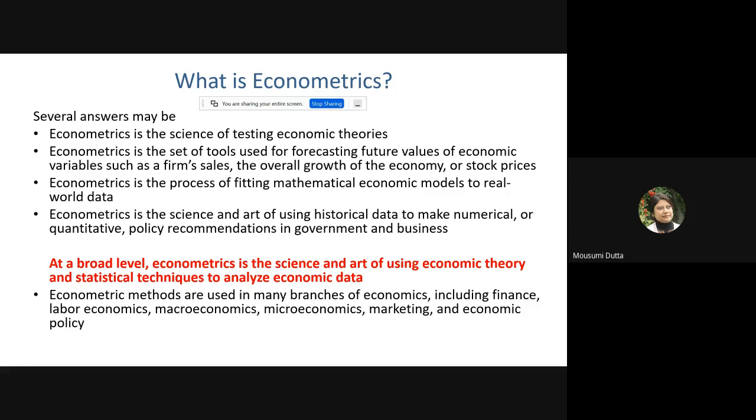Okay, so at a broad level, econometrics is the science and art of using economic theory and statistical techniques to analyze economic data. Prutush tried to mention all these things. So this is the core issue of econometrics. We will handle economic theory and statistical techniques together to analyze economic data.